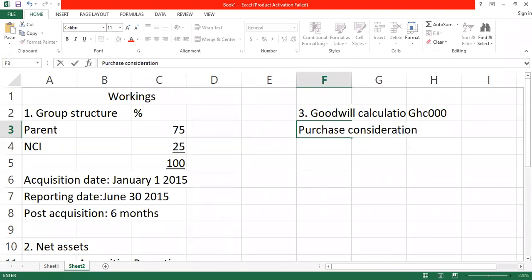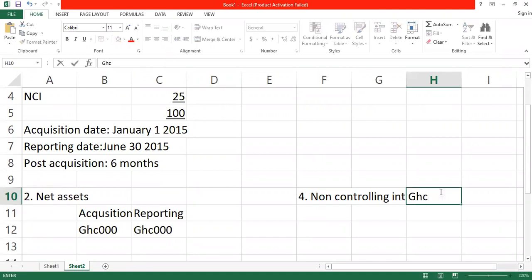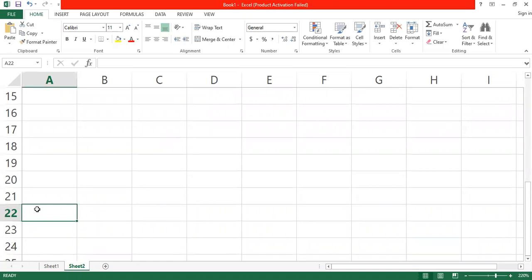Okay. So let's come and read the question now and start putting some things there. Let me put the non-controlling interest also here, 4, so that anytime we get something on them, we just come and put them there. Non-controlling interest. Let me also put the group retained earnings here, which is 5.